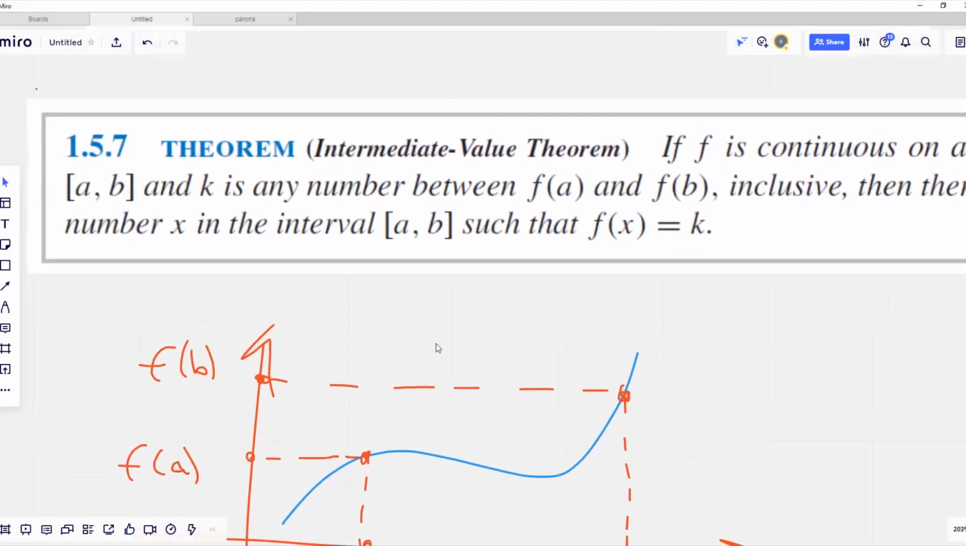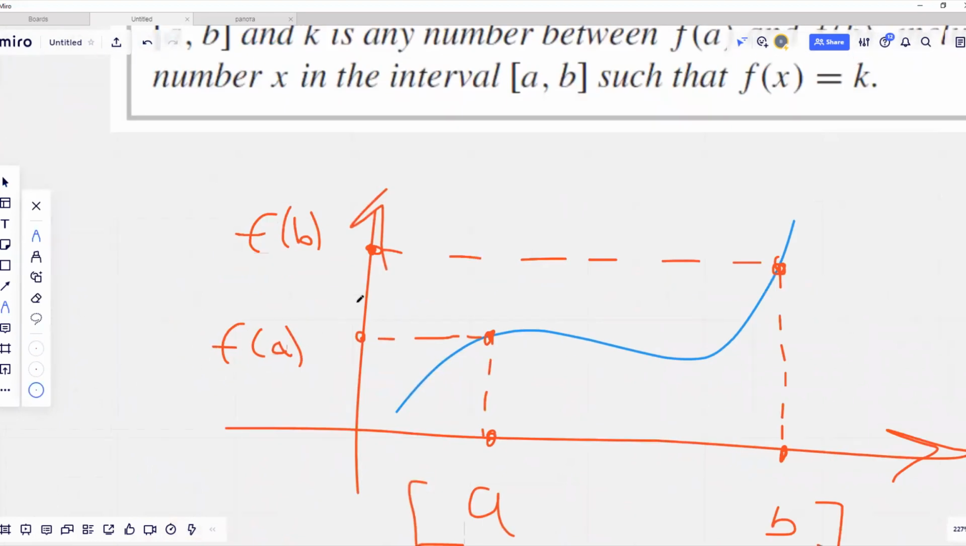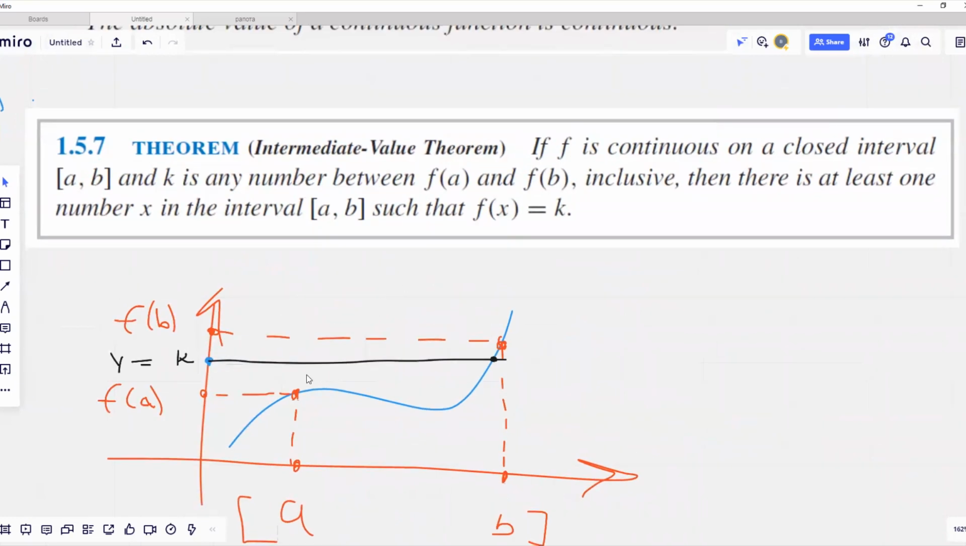Now, the theorem here can be represented geometrically by selecting any value k on the interval from f of a to f of b. And now if we draw a horizontal line y is equal to k, then we can see that that line is going to intersect our function at least at one point. So this is the geometrical representation of that theorem.